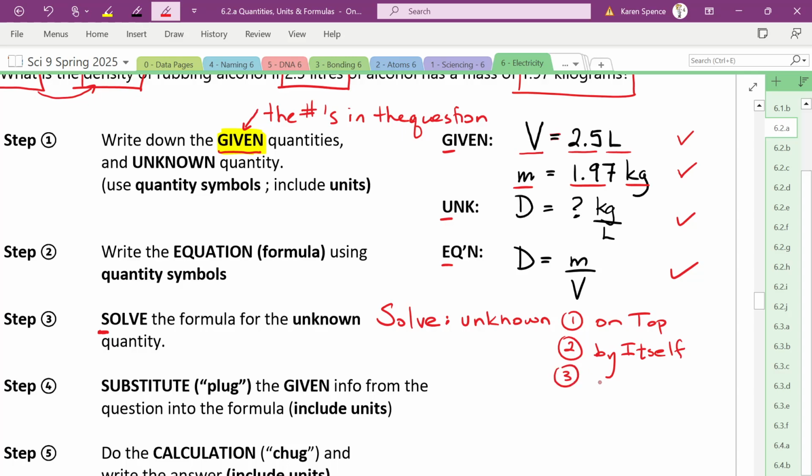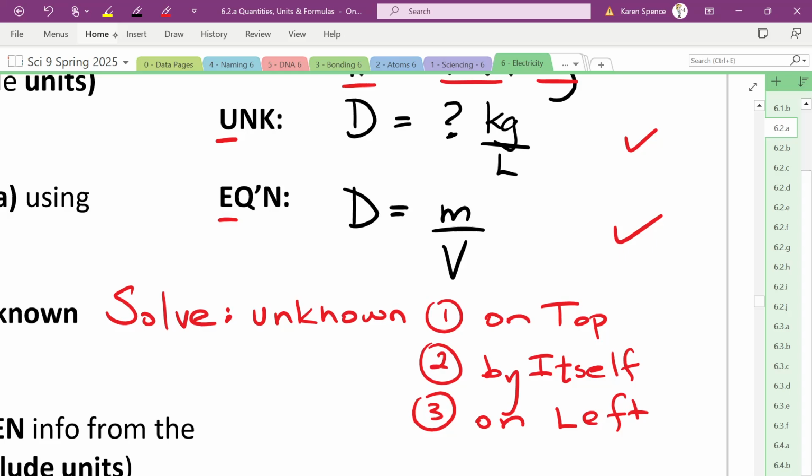And we want it on the left. On the top, by itself, on the left. And you can use the mnemonic device TIL until you just remember it. Get it? TIL, T-I-L: on the top, by itself, on the left.